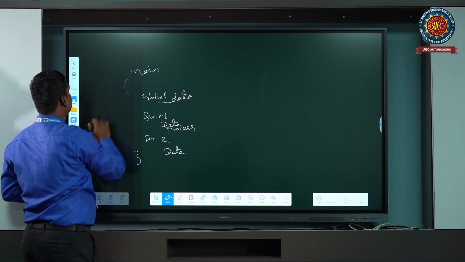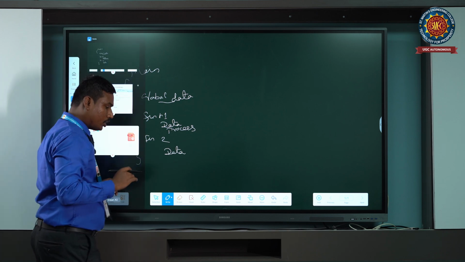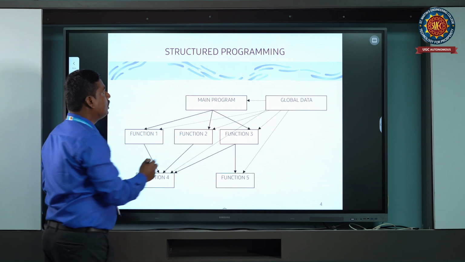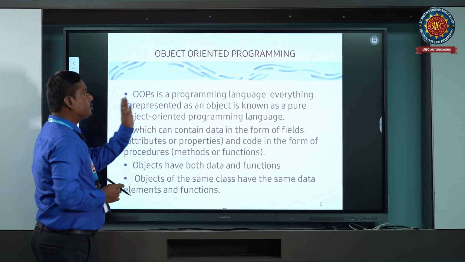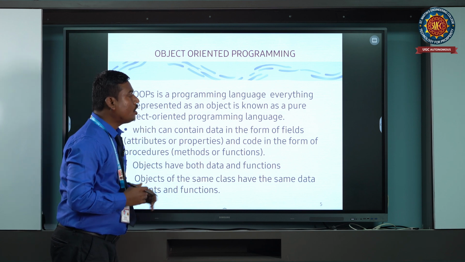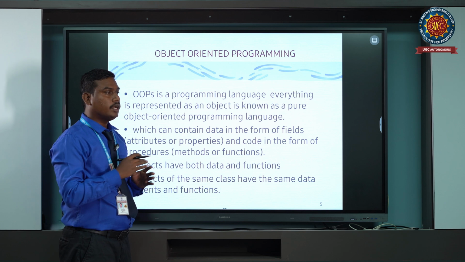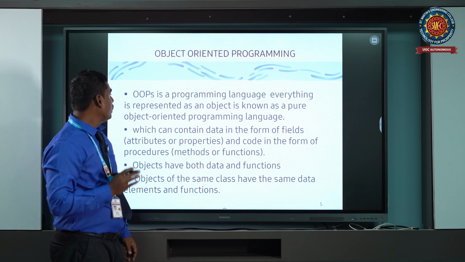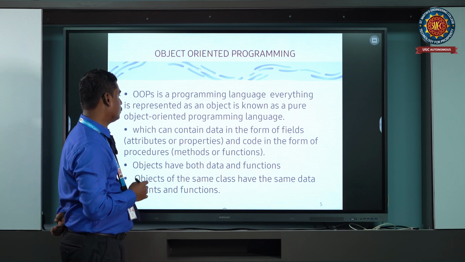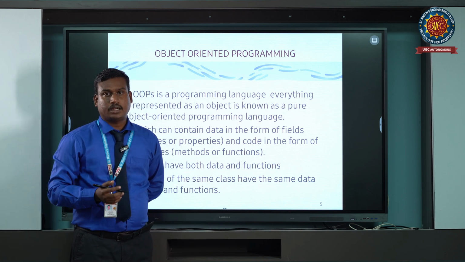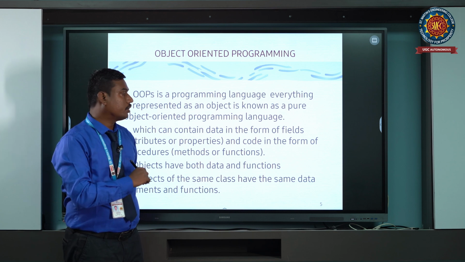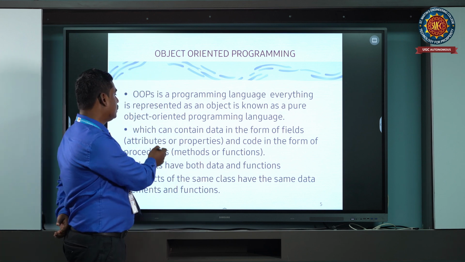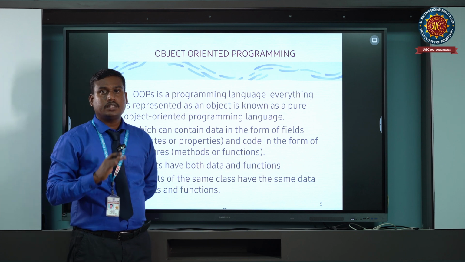Next is object oriented programming. In object oriented programming, real world entities are represented as objects. In an object oriented programming language, everything is represented as an object. What is an object? Whatever things we see in the real world are objects. An object contains data in the form of attributes and properties, and code in the form of methods and functions. Methods are the functions we use in the programming language.